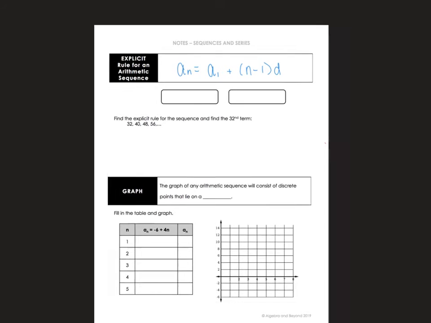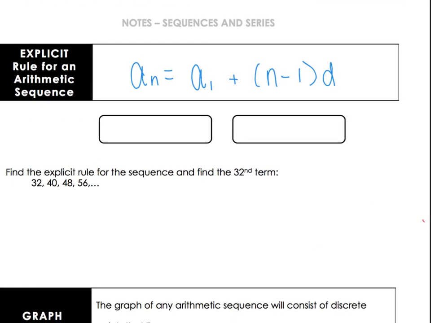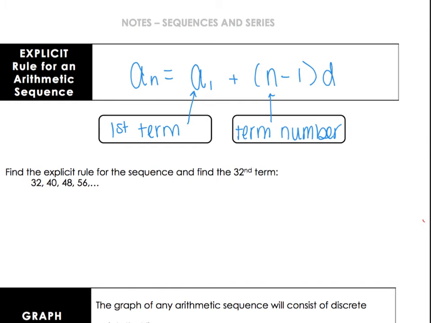On the other hand, we have explicit rules. So here you go, it's already written in again. So a couple things that I want to take note of is that this is still our first term. And this n, that's the number term we're looking for. So this is our term number. Okay, so they all still mean the same thing that we've learned for the past few weeks. So just to reiterate, a sub 1 is your first term, and n is the number that you're finding.